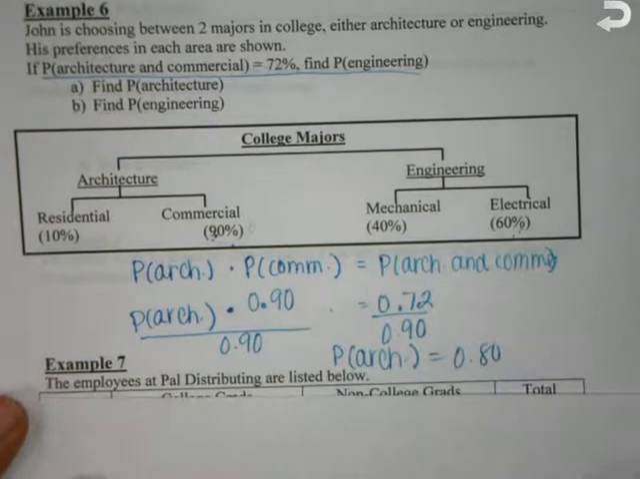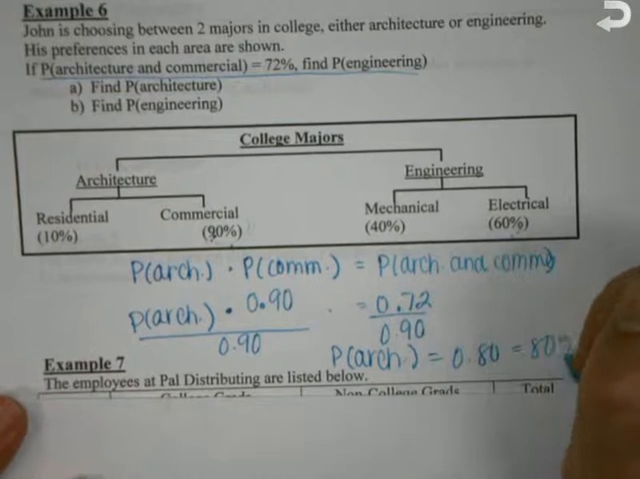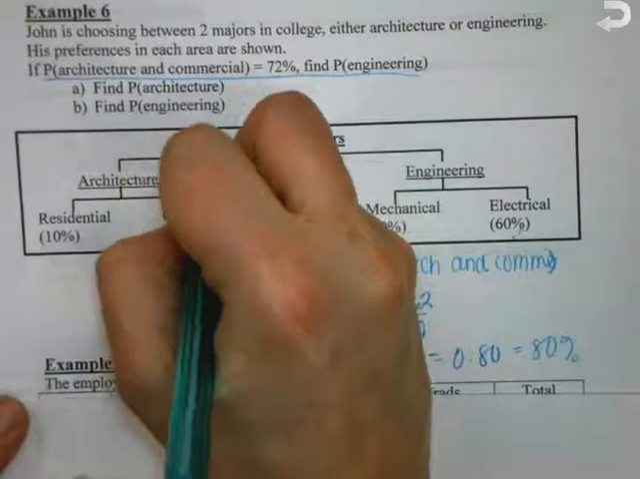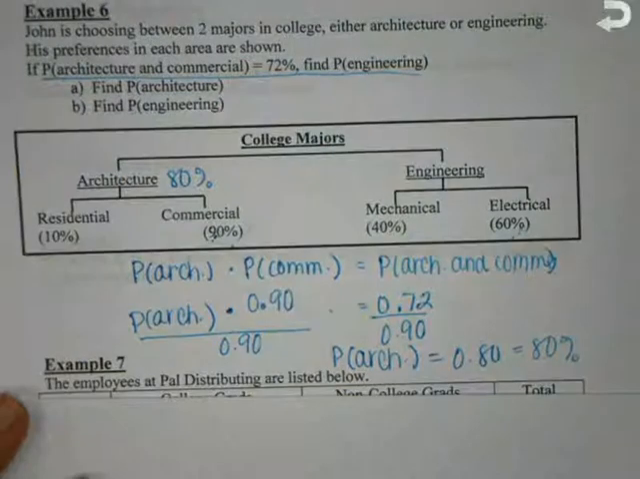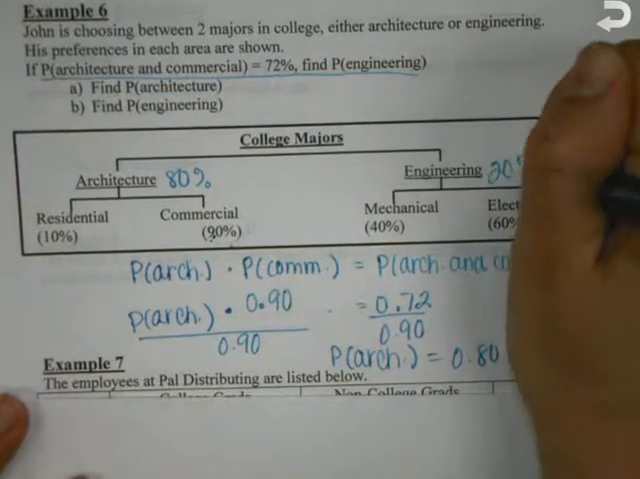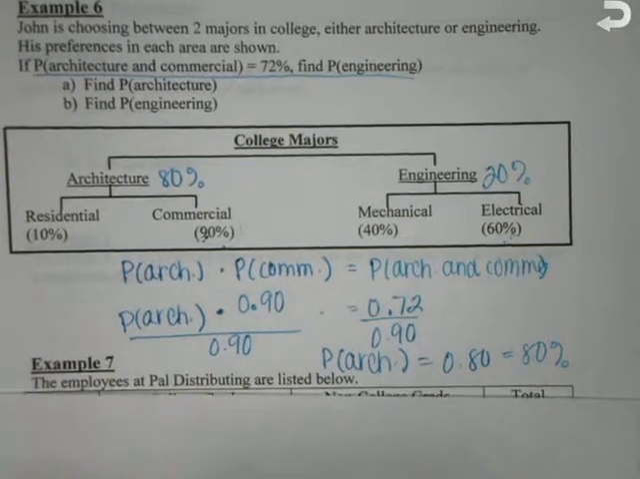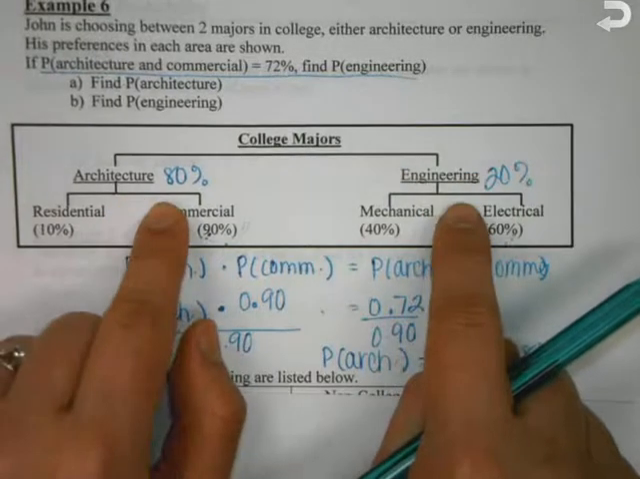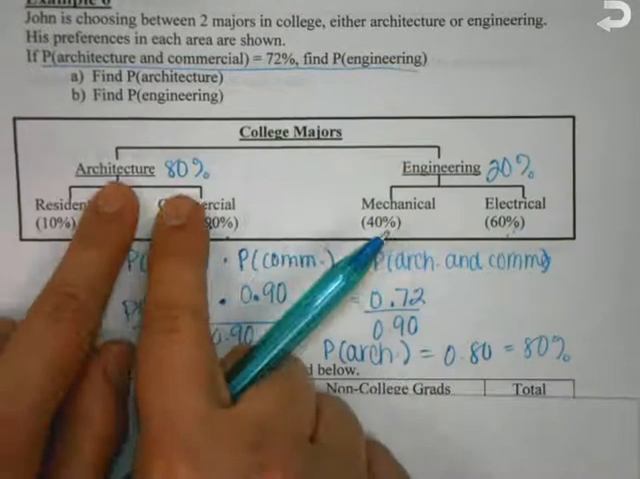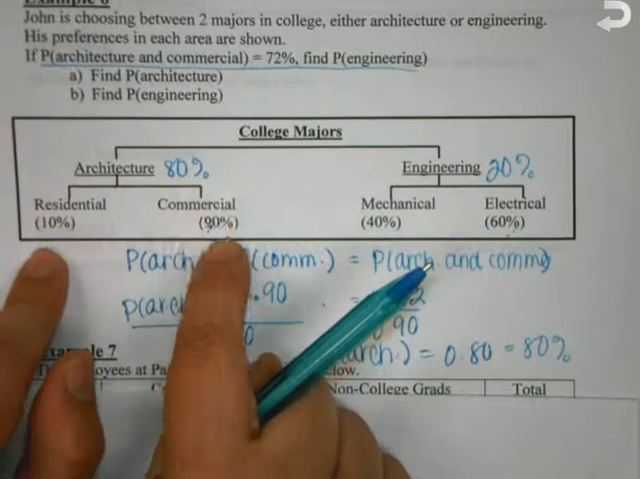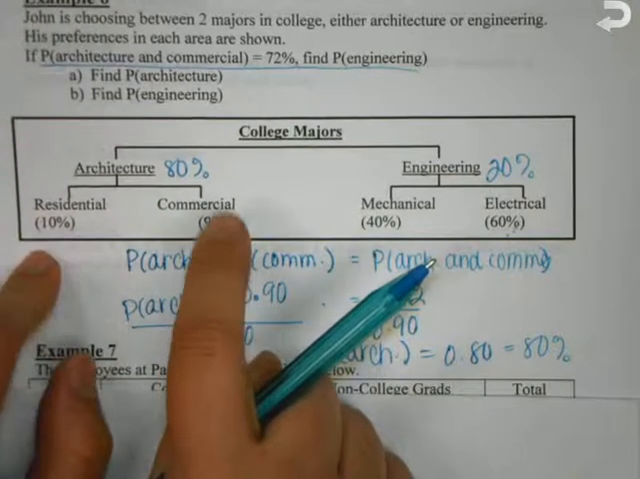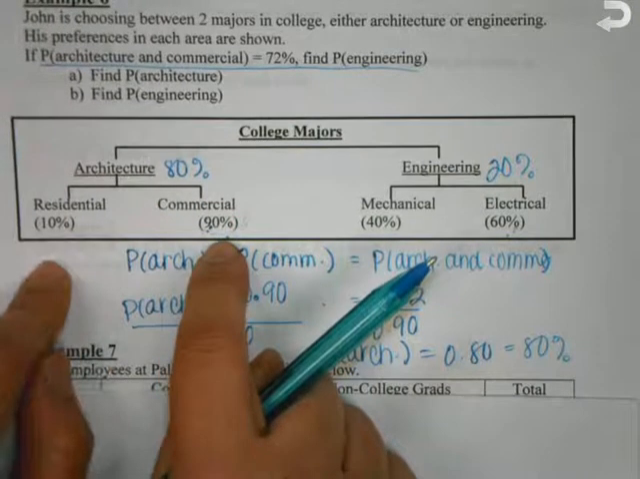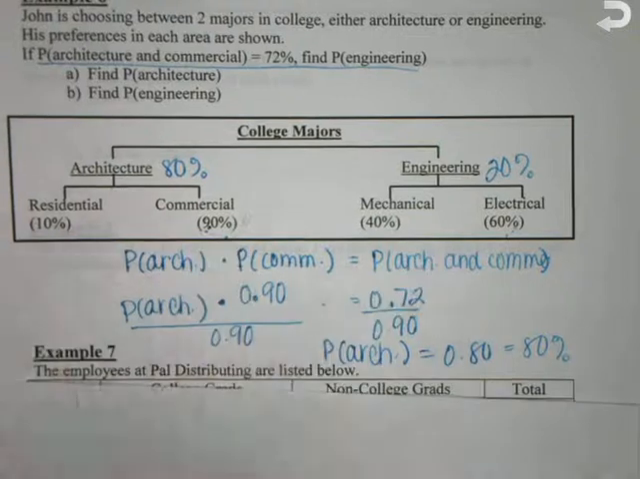What's the probability that he's going to choose engineering? 20%. Okay? So first we have to look at the probability he's going to choose either architecture or engineering. That's what we were trying to figure out. If he chooses architecture, then he has to choose between residential and commercial. And there's the percentages there. Does that make sense? Okay? These charts will always be given to you. They are a little confusing. You just need to practice with them, but the steps are always the same.